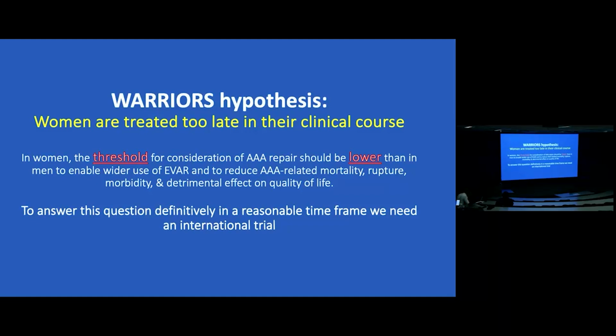Now, because women are not necessarily screened for aneurysms, especially in the United States, it's not approved. Only men with smoking history at 65 or older are approved. How do we find women with aneurysms? And how do we get enough power and sample size to answer that question? That's why this needs an international trial.